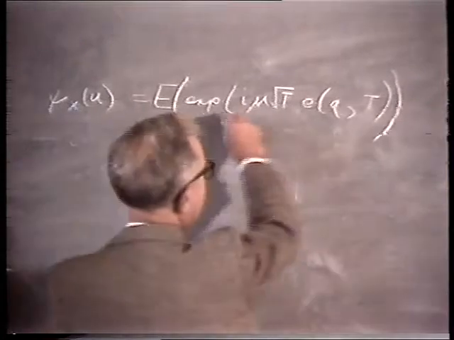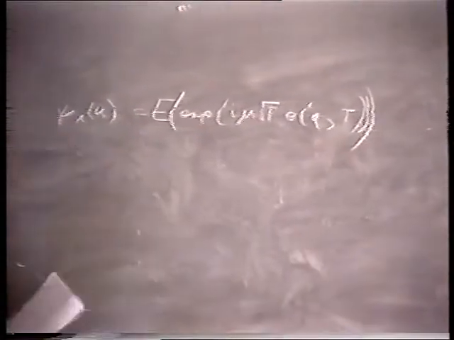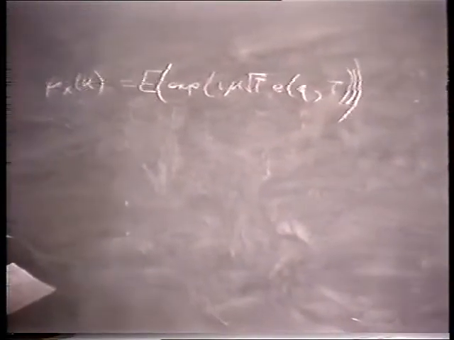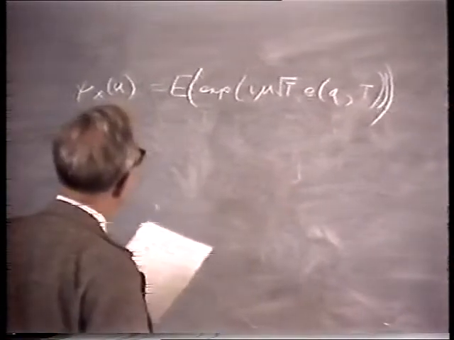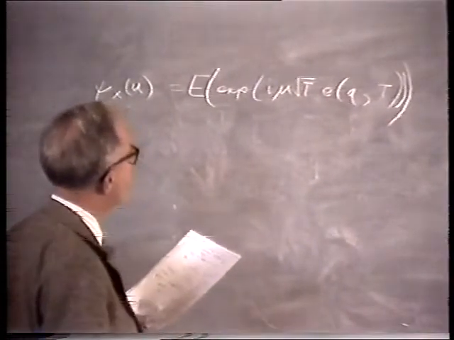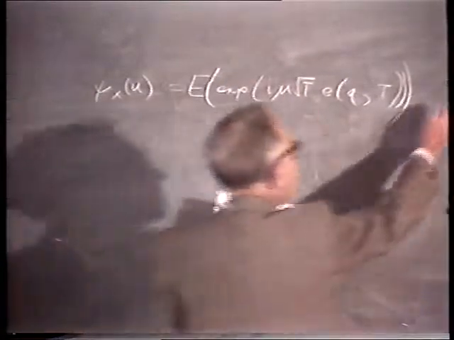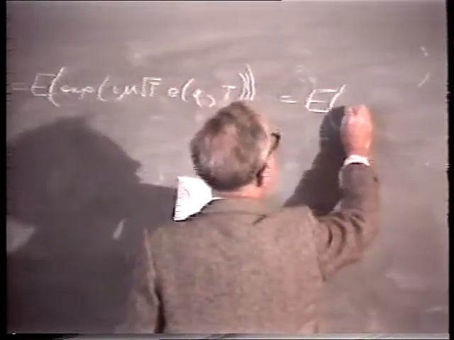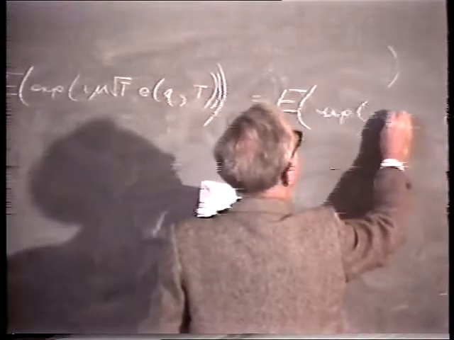And let me see if I've got all my brackets in place. I'm afraid I haven't. I need another one. So this is just the definition of the characteristic function for xt. Perhaps I ought to say that all I'm doing is to look at exponential iu xt.